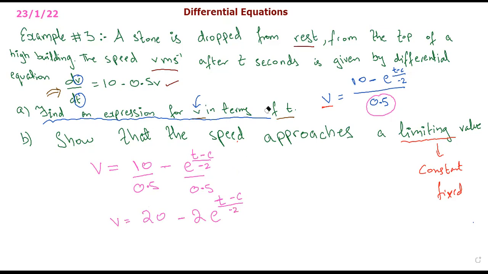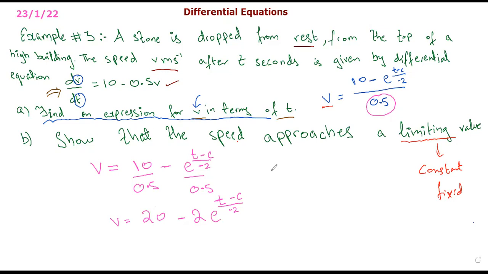Wait, how do you get 20? Okay, so we have 0.5 in the denominator. 0.5 is 1 by 2, right? So 10 by 0.5 is 20. Oh, okay. I got it. All right.